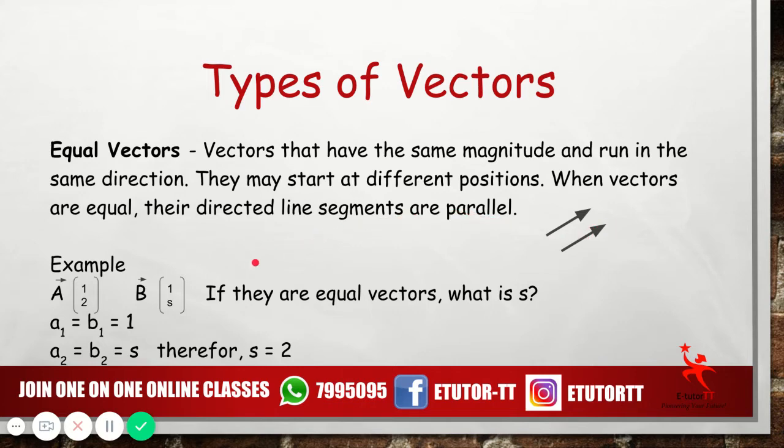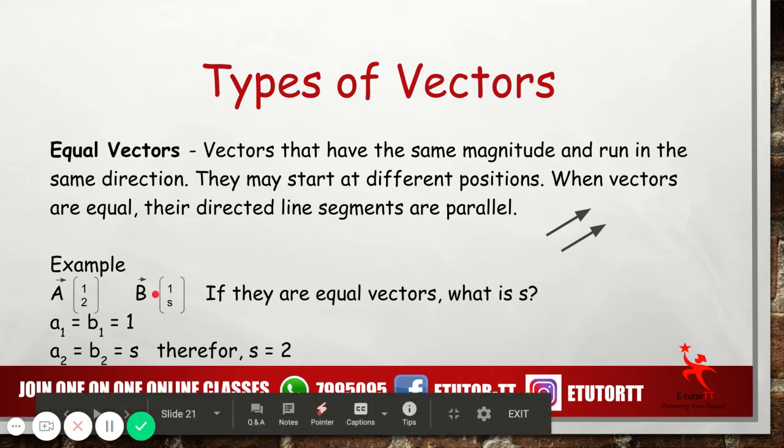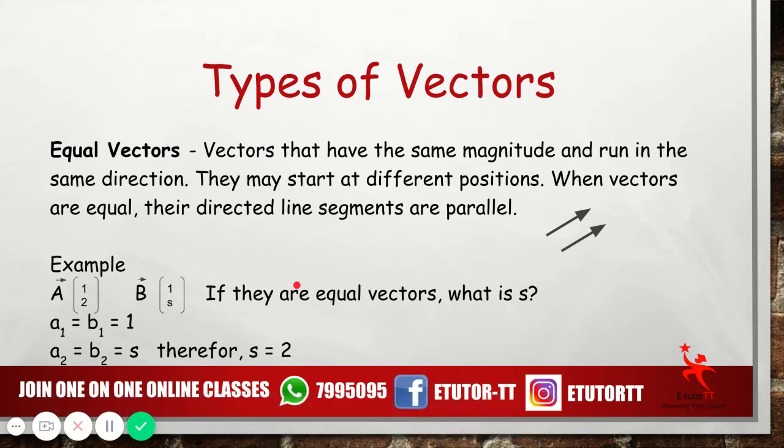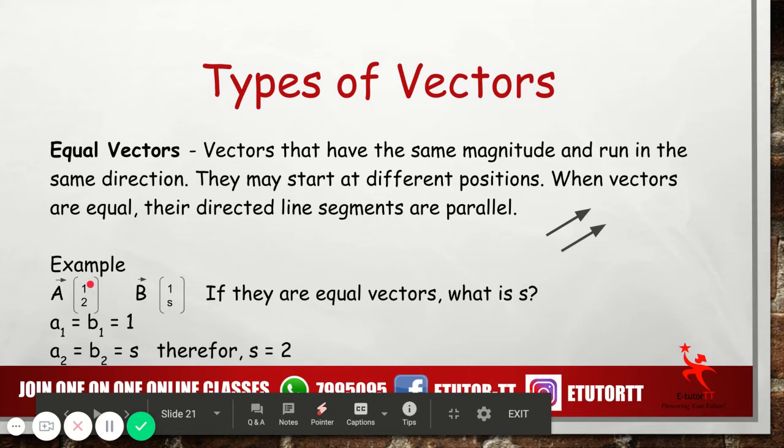For example, vector A is (1, 2) and vector B is (1, s). If they're equal vectors, what is s? So you know they have to be the same numbers, because everything has to be the same for them to be equal vectors. Therefore, A1 has to be equal to B1 and A2 has to be equal to B2. In this case, A1 is equal to B1, which is equal to 1. You see they're both 1. And then A2 has to be equal to B2, which is s. So we're solving for s now. We know A2 is equal to 2, and B2 is equal to s. Therefore, s is equal to 2.